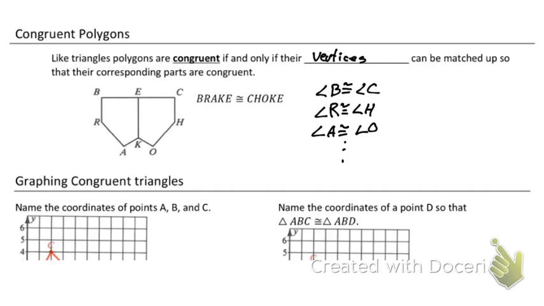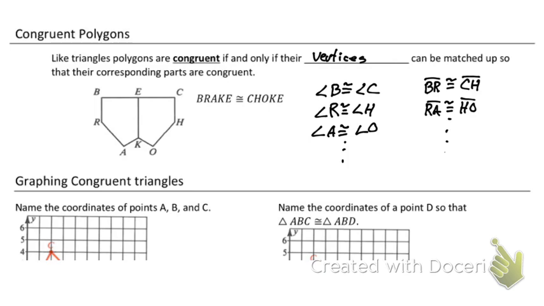Yes? What happens when we get to K? Just K equals K. E equals E. Yep. But same thing with triangles. Our segments are also congruent based upon these statements. So BR must be congruent to CH. RA must be congruent to HO. And so on and so forth. As long as those two letters are in order here, and they're in order here, they make sense.